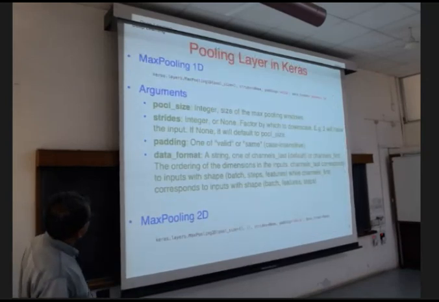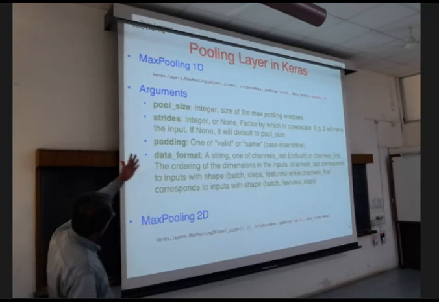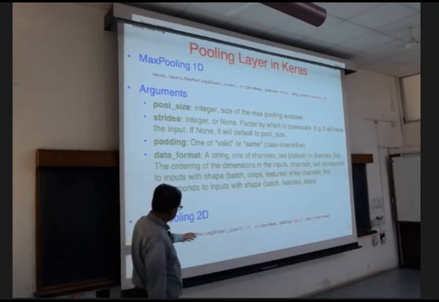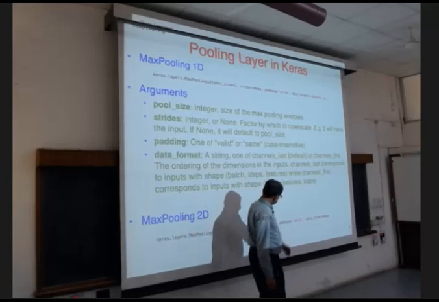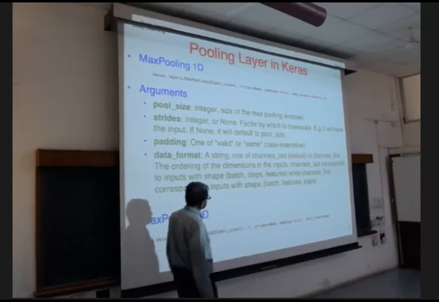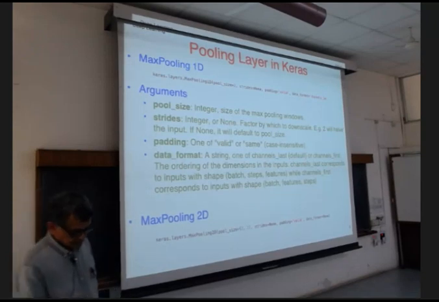For the pooling layer in Keras, again, you can choose using max, for example, max pooling 1D. This is max pooling 2D with a stride and size, padding and so on. These are some of the parameters you need to get familiar with to use pooling.